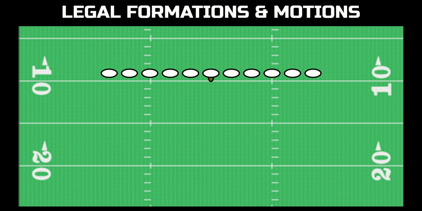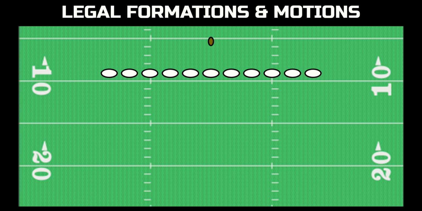So defensively, all 11 players can line up wherever they want, however they want, and they can be running all over the place as long as they don't cross the line of scrimmage. The defense is fine. Offensively, however, there are clear-cut rules as to what is legal prior to the snap. An offense could line up with all 11 players on the line of scrimmage. This is technically a legal formation, but there's obviously a huge glaring issue with that. There would be no one there to receive the snap.